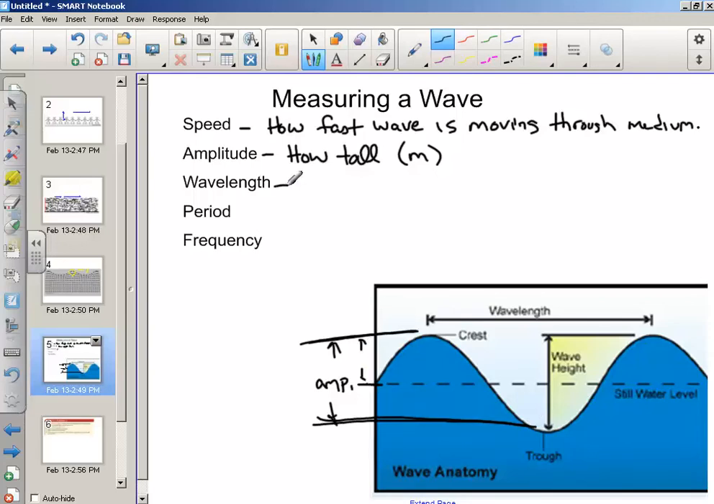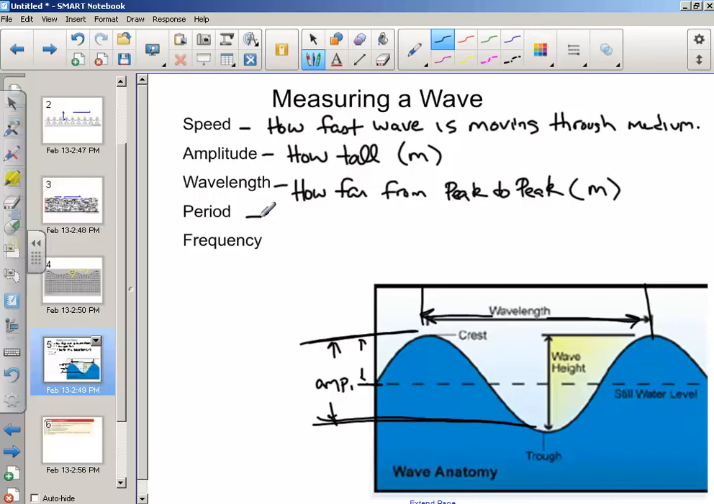The wavelength, that's how far a wave is, how far from crest to crest. So this distance from here to here, this is the wavelength, the length of a wave. We measure it also in meters. The period. The period is how long it takes a wave to repeat.